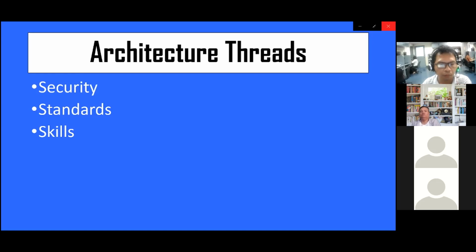Okay, so next is the architecture thread. I've also been mentioning threads earlier, but when we say threads or architecture thread, it means all the common activities within the enterprise architecture. So, for example, we have three here. We have security, standards, and skills.